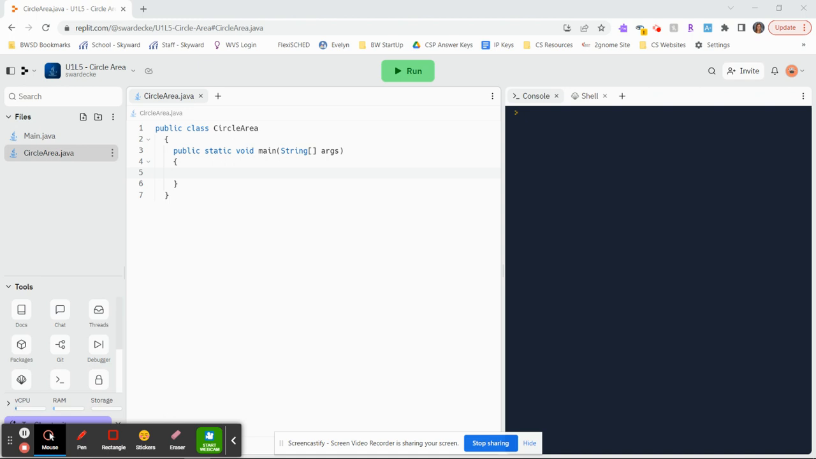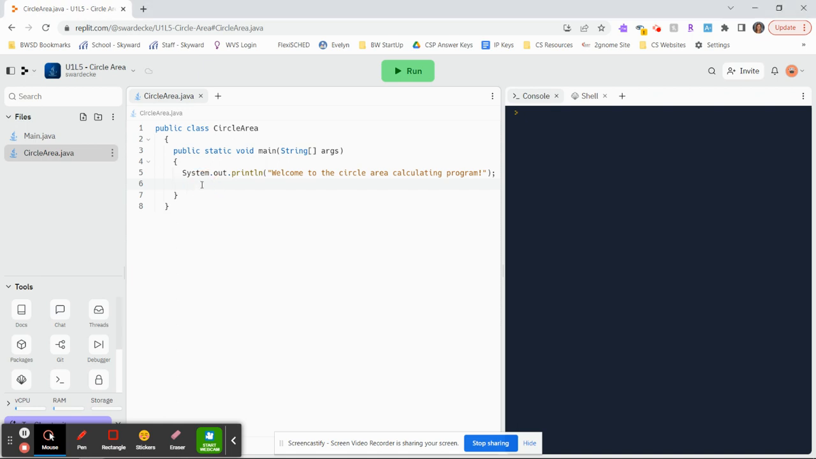Now, if we look back at our instructions, the first thing we need to do is we need to welcome the user to the program. So we can do system.out.print. I like to do print line, and I'm just going to write welcome to the circle area calculating program. That lets people know what this program is about, what it's going to do, and I add my semicolon onto the end.